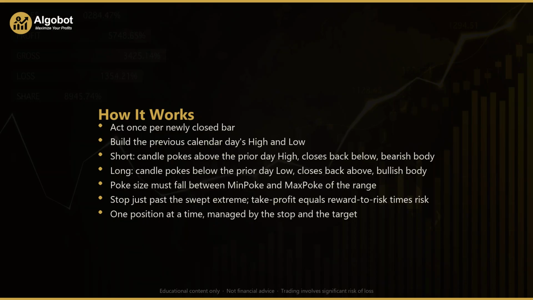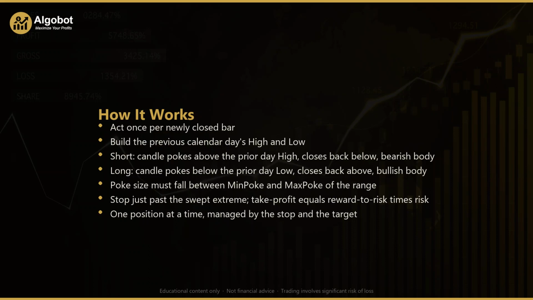Now the exits. For a short, the stop loss is placed just above the swept high, with a buffer equal to the StopBufferFraction of the range. The risk is the distance from entry to that stop, and the take profit is set at the reward-to-risk multiple times that risk, which is 2 times by default. For a long, it's flipped. The stop sits just below the swept low, and the target is the same multiple of risk above the entry.